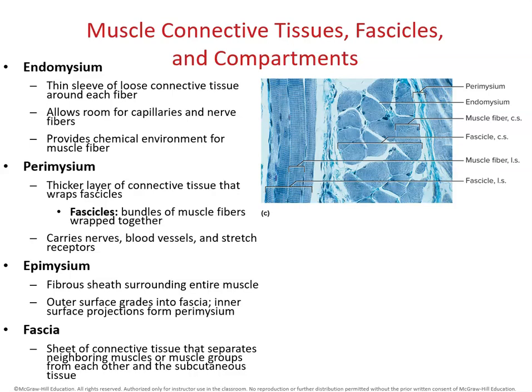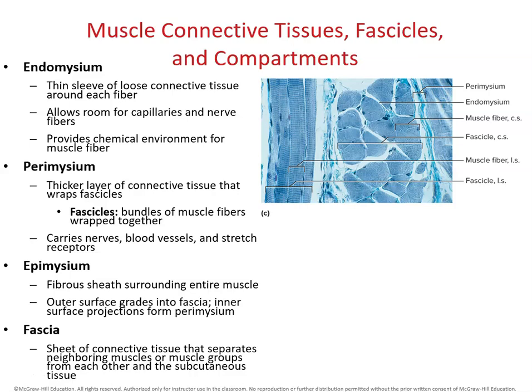The perimysium is a thicker layer that we find around fascicles. So the endomysium is around muscle fibers. The perimysium is around fascicles. A bundle of muscle fibers is called a fascicle. That's very, very important for you to know. And similar to the endomysium, the perimysium gives space for the nerves, the blood vessels, and also stretch receptors. And stretch receptors are going to help you to not overextend your muscles.